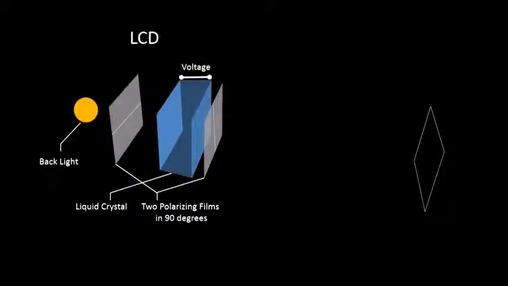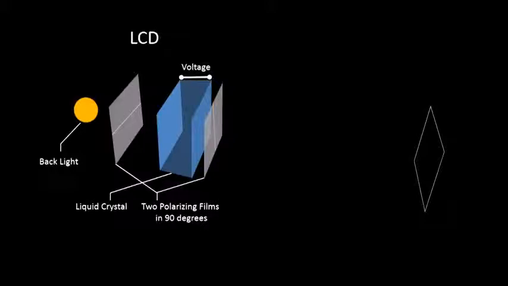Instead of modulating the light intensity, we come up with the idea to control the polarization of light, which human eyes cannot perceive. We borrow the liquid crystal and polarizing film from the LCD technologies. With those technologies, we can control the polarization of light by applying different voltages.